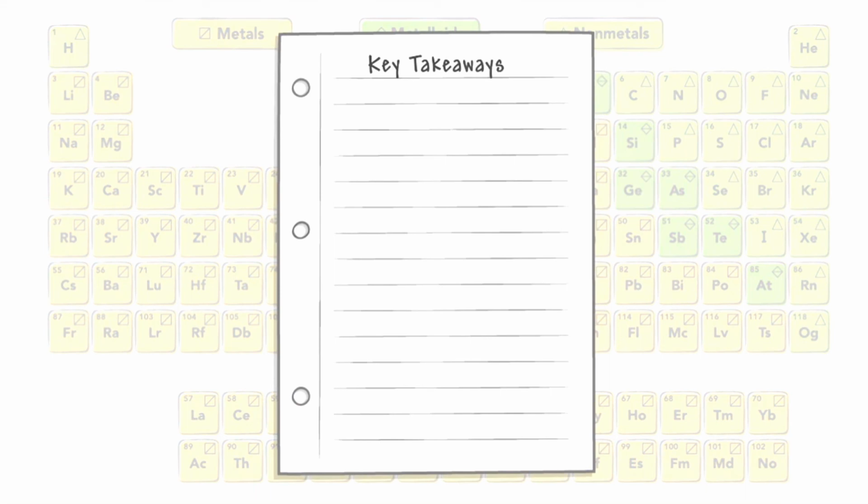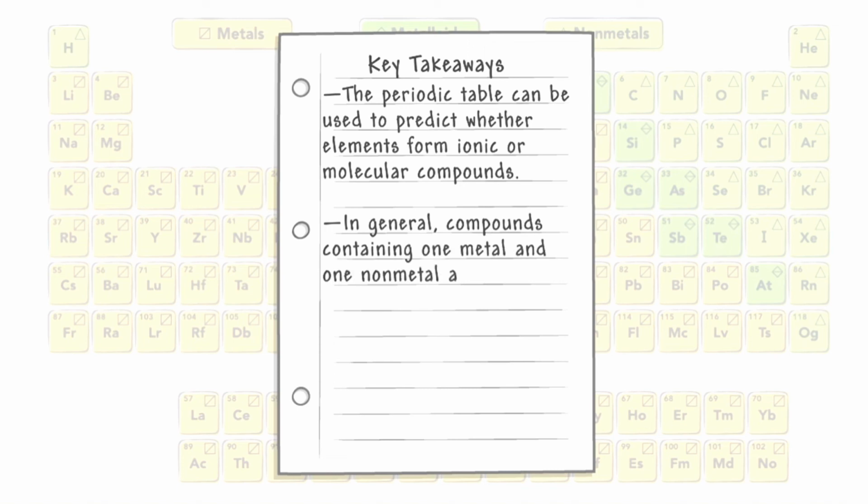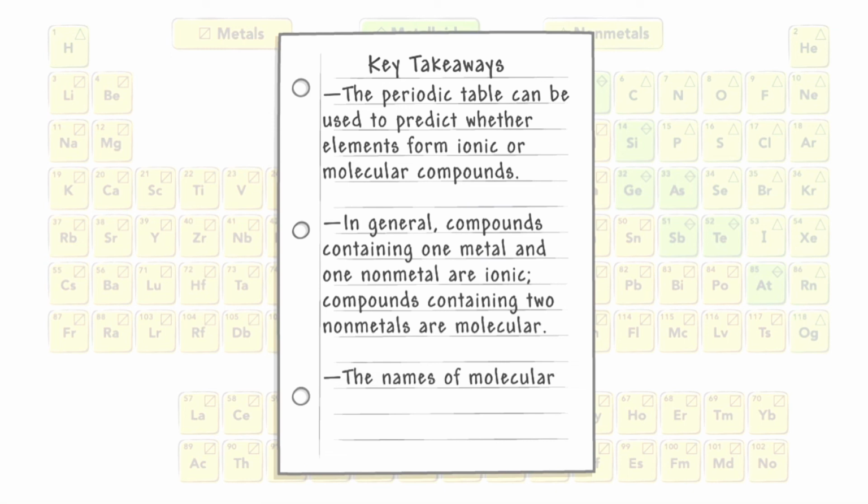Key takeaways. To summarize, the periodic table can be used to predict whether elements form ionic or molecular compounds. In general, compounds containing one metal and one nonmetal are ionic. Compounds containing two nonmetals are molecular. The names of molecular compounds, but not ionic compounds, may indicate the numbers of atoms.